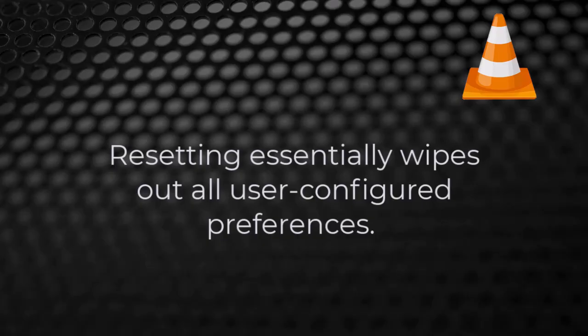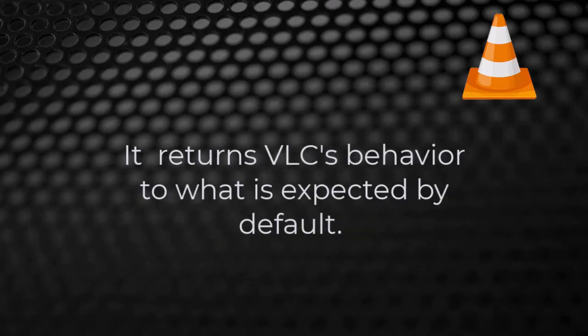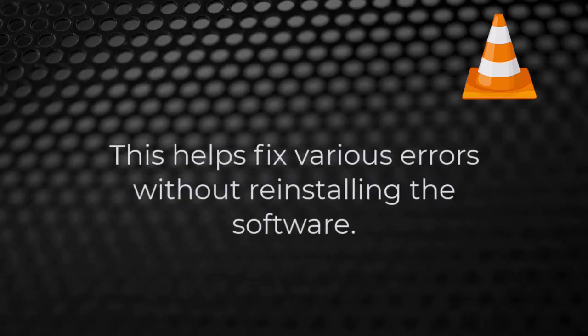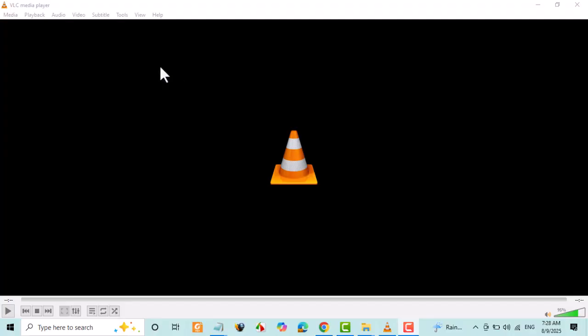Resetting essentially wipes out all user-configured preferences. It returns VLC's behavior to what is expected by default. This helps fix various errors without reinstalling the software. Here are the steps to follow to reset VLC Media Player to default settings.